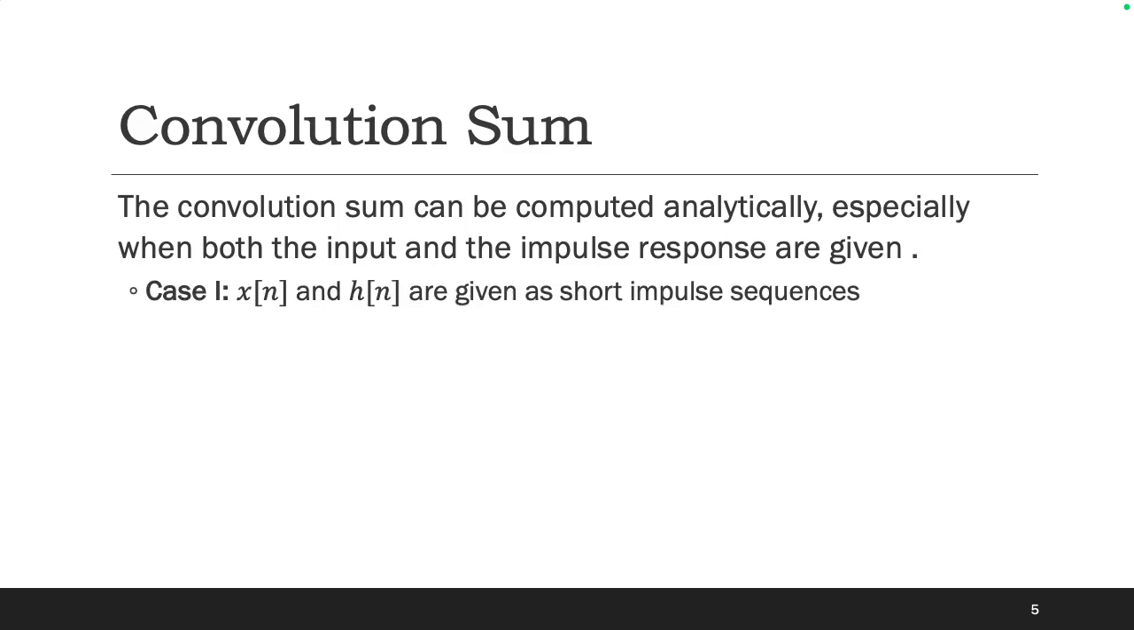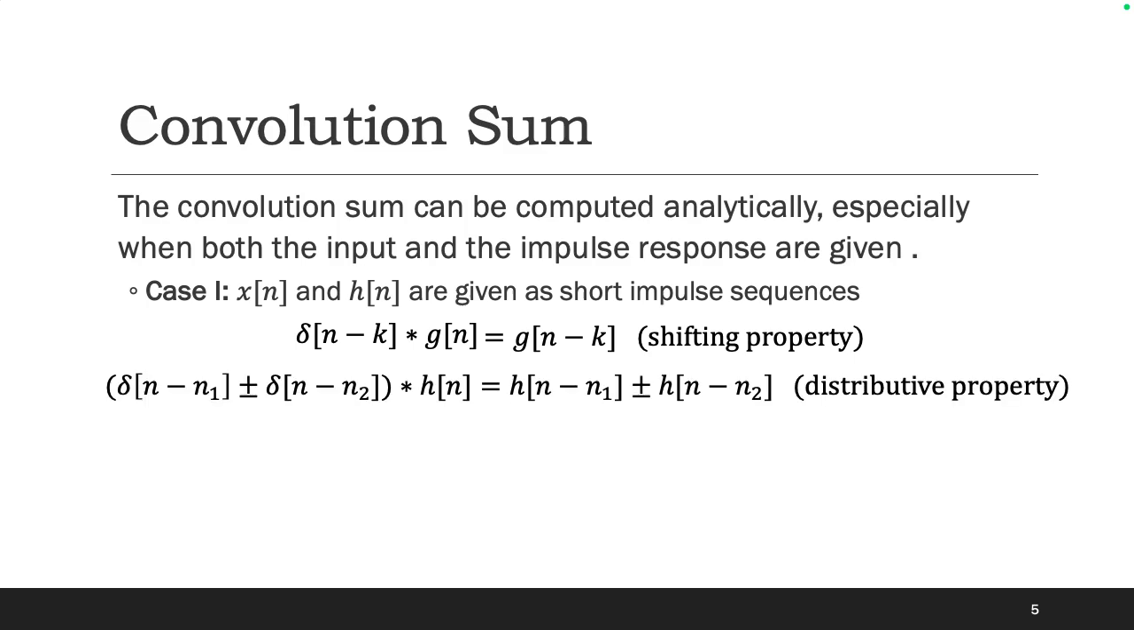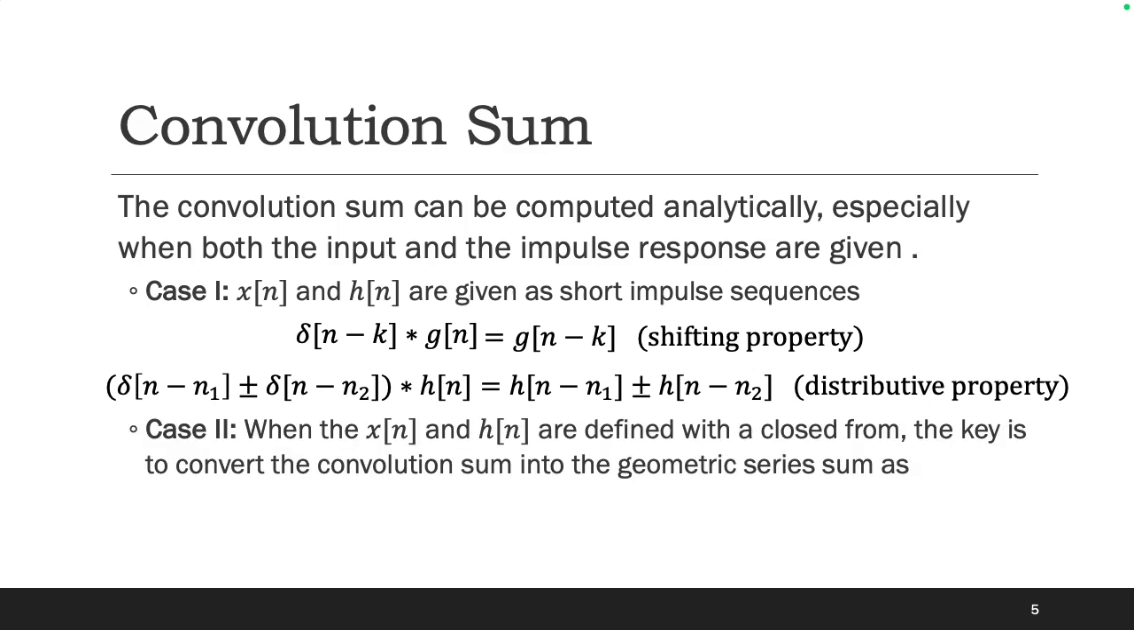Yeah, two cases. The first one is when the xn and hn are given as short input sequences. Then you can use the shift properties, those four different properties, to simplify the equation. Am I right? And the second one is when the xn and hn are defined in closed form. The key is to convert the convolution sum into the geometric series sum, like this one.